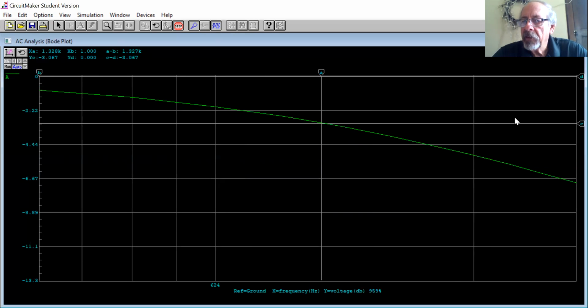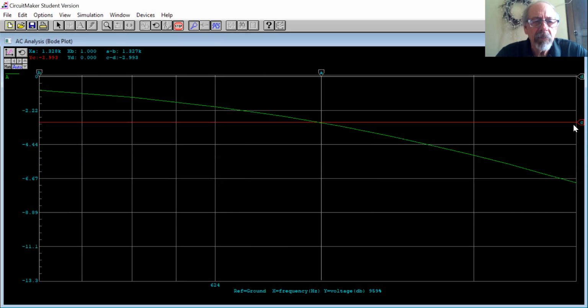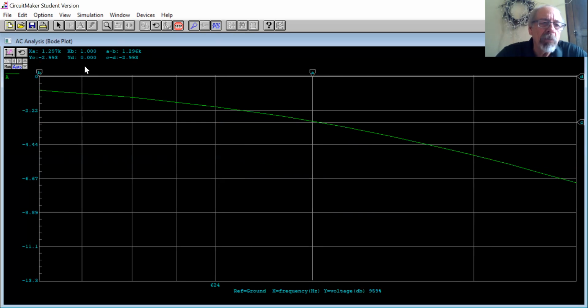Now, by the way, I should be more accurate with my 3 dB. I don't think I'm going to be able to get, well, no, I guess I can go to 2.993. And what happens here? So right about there. So maybe even more accurate is 1.297 kilohertz for the cutoff frequency. Anyway, that's what Circuit Maker can show you.